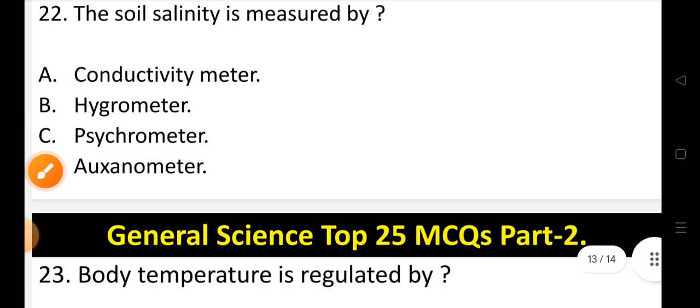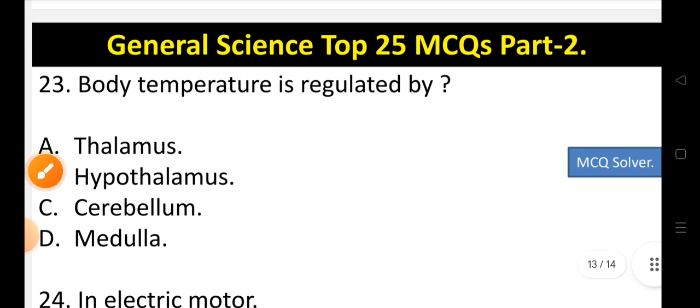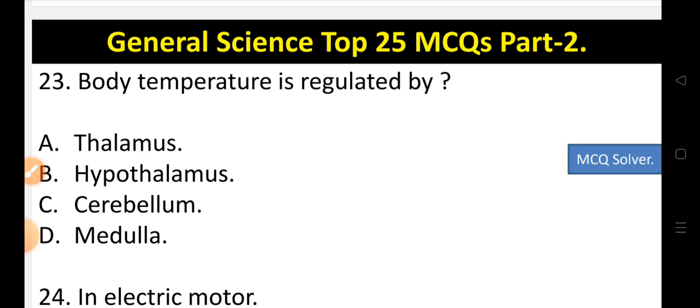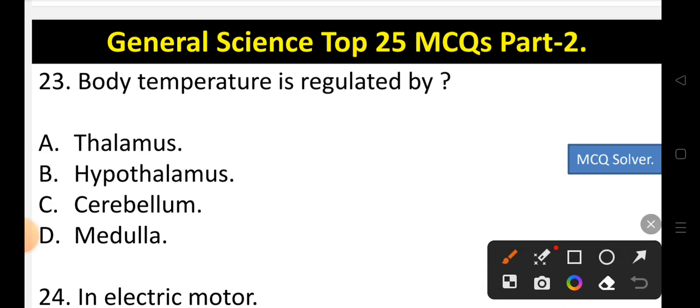Now let's move to question number 23. Body temperature is regulated by, options are option A thalamus, option B hypothalamus, option C cerebellum, or option D medulla. So body temperature is regulated by, the correct option is option number B, that is hypothalamus. So B is the correct option.